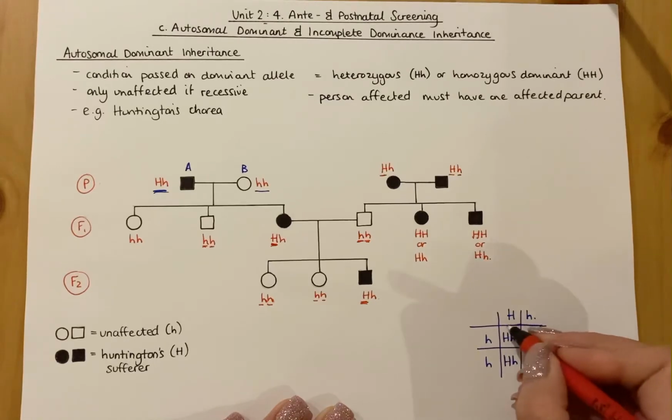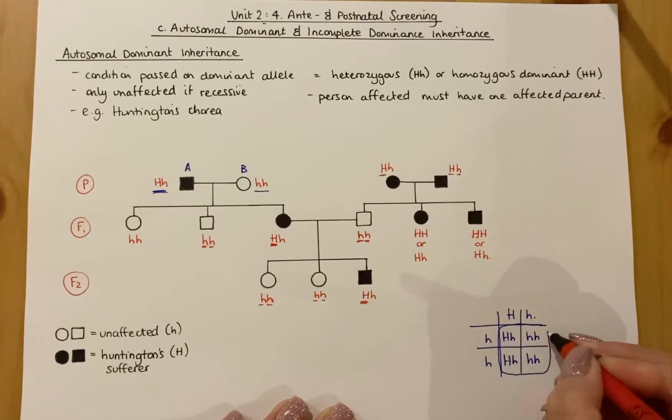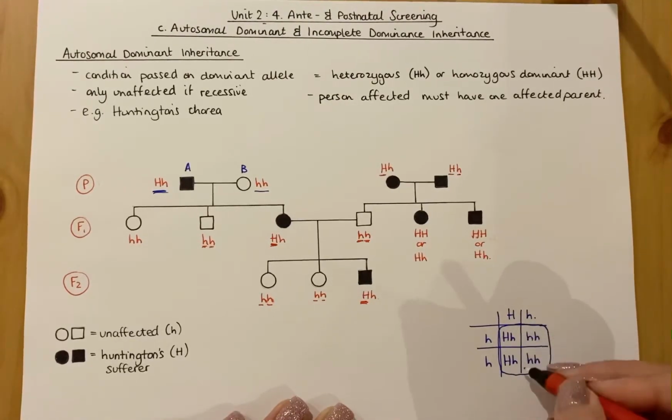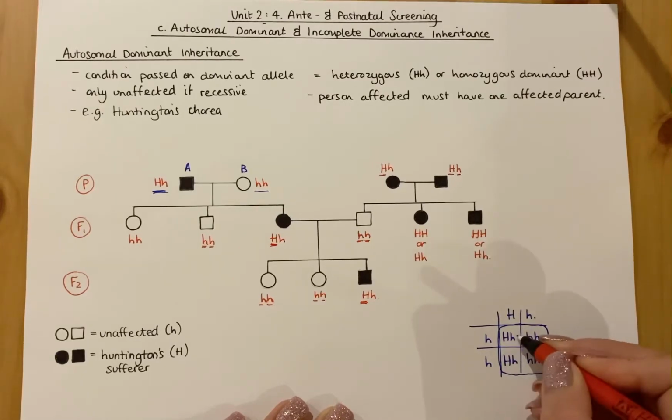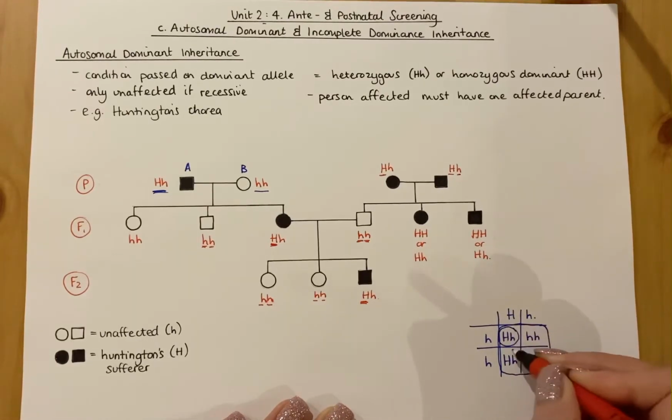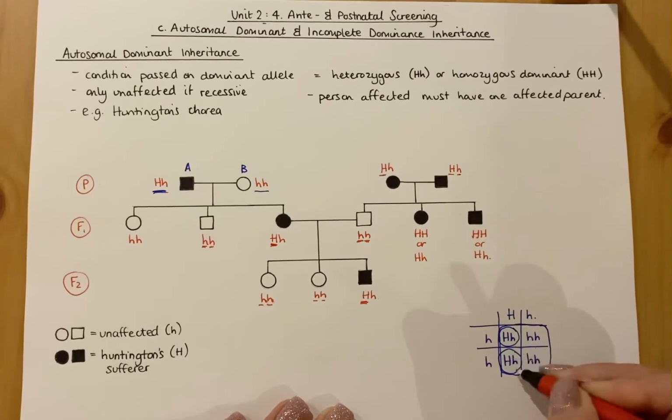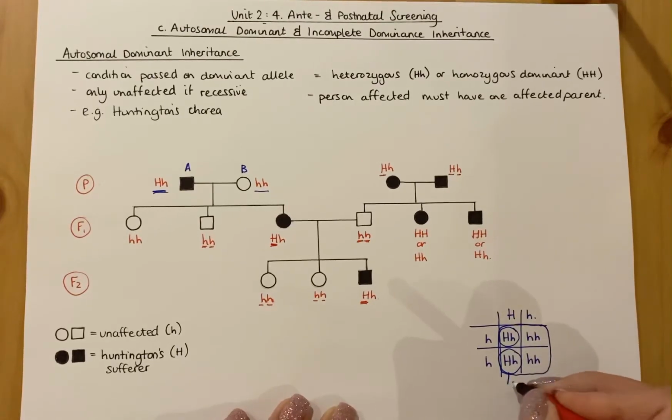So if you look at the 4 potential genotypes, there's really only 2 because each of them is the same. This person and this person, or this potential genotype and this one, would have Huntington's.